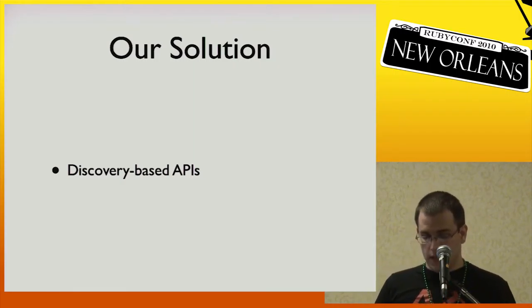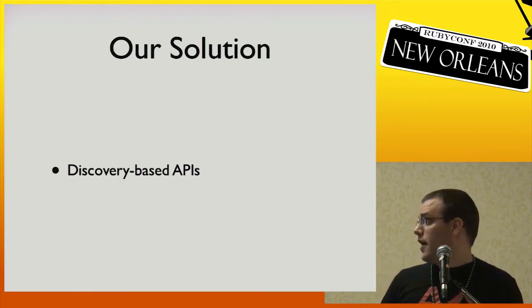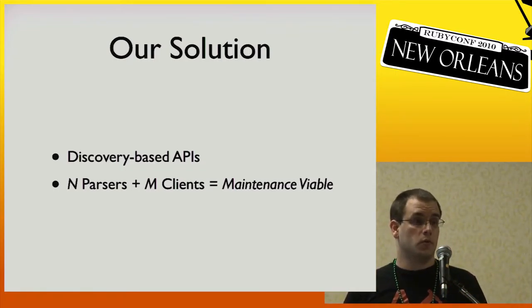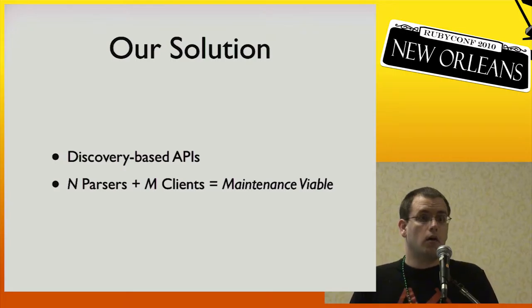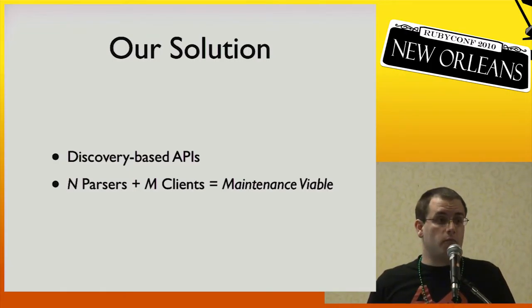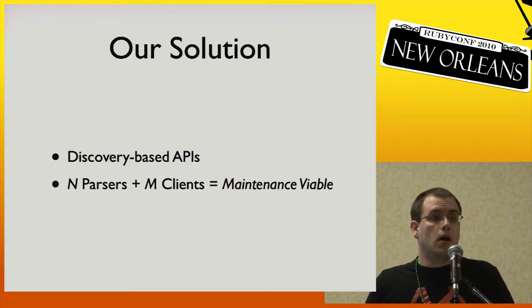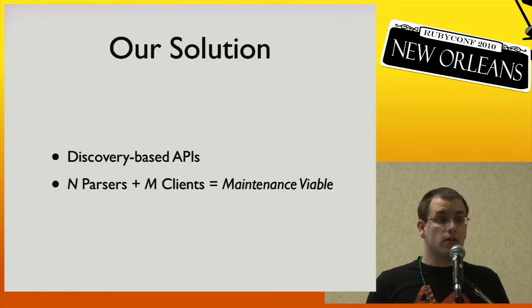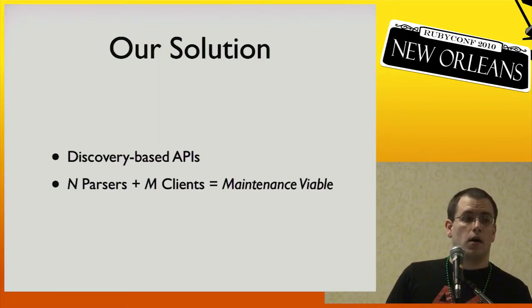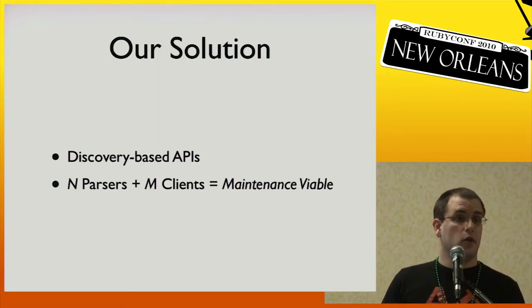So the idea is that instead of writing lots and lots of clients, we're going to write one client. We're going to have one Ruby client for all of our new APIs. And that one Ruby client will have basically pluggable parsers. So potentially we can even share formats across APIs. That way we can even have a single parser that will serve multiple APIs.